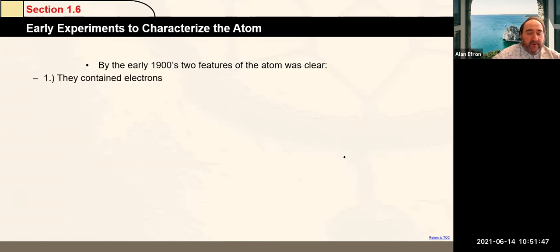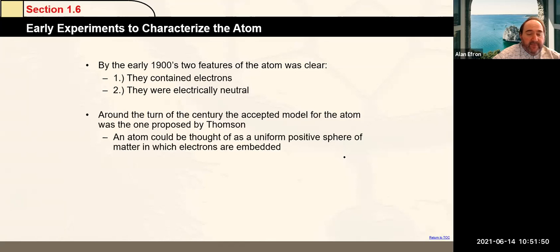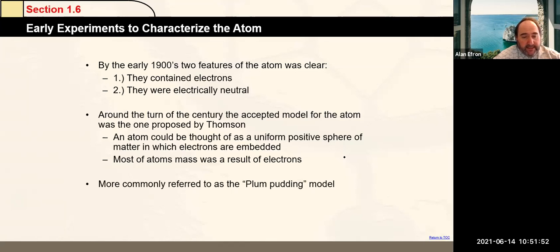As I mentioned before, it was definitely believed that the atom was electrically neutral. It definitely contained these negatively charged electrons and had to have something positive to balance them out. A very early idea of what the atom was made up of and how it looked was one proposed by Thomson.